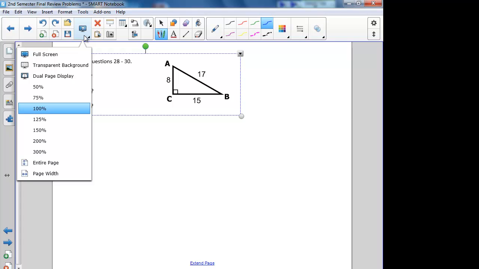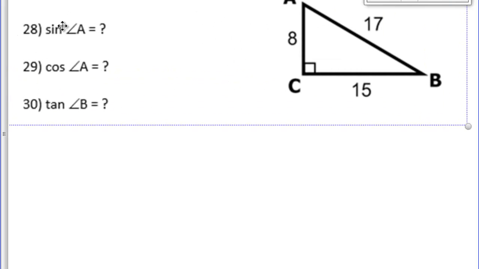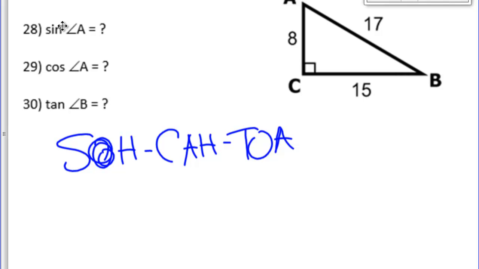Okay, number 28 through 30, this requires you to go back to trig functions. Your teachers probably gave you a little acronym, mnemonic device actually called SOHCAHTOA. All right, so sine is equal to opposite over hypotenuse. So if you look at angle A, which side is opposite angle A? The side length of 15. And what's the hypotenuse? Hypotenuse is always opposite the 90-degree angle. So that's going to be 17. So 15 over 17 is the answer for number 28, and I'm done.